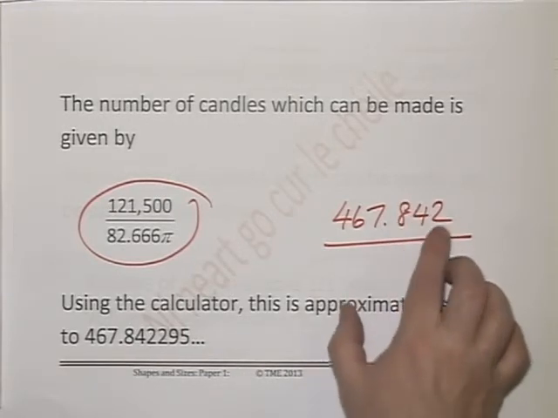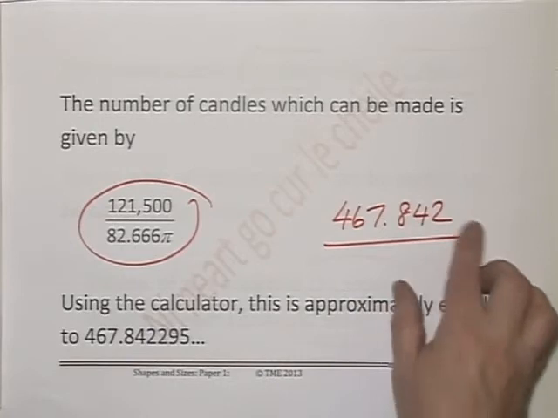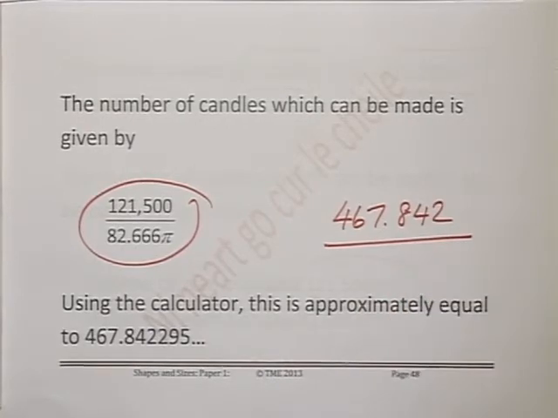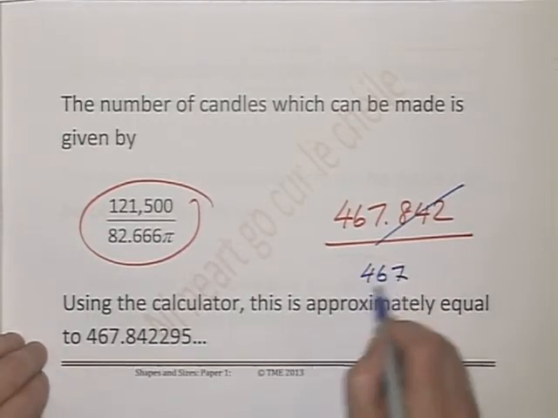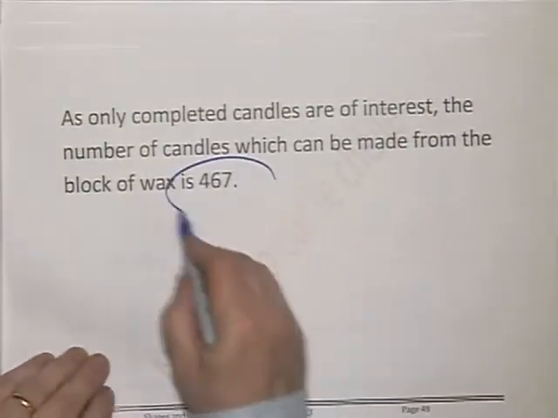How many candles can we make? Can we make this 0.8 of a candle here? No, because it's not good enough. It would look odd in the set. It wouldn't be right. So even though you would think you would round, in this particular business case, you wouldn't, because a candle isn't a candle until it's a full candle, the right size. So it's 467. It's an example of truncation.